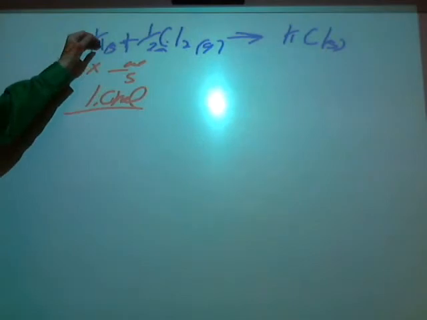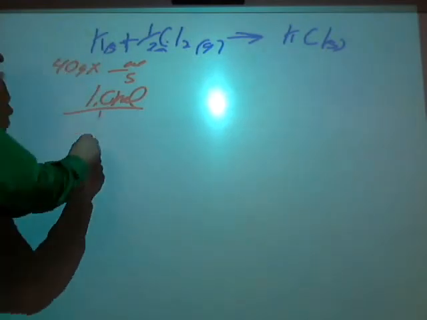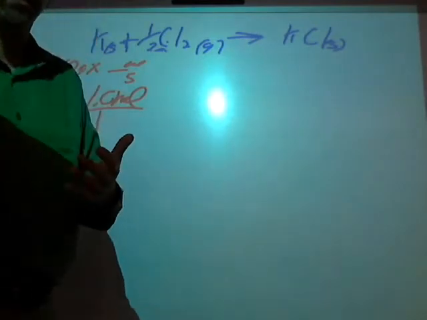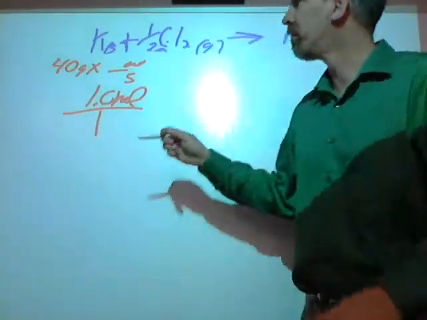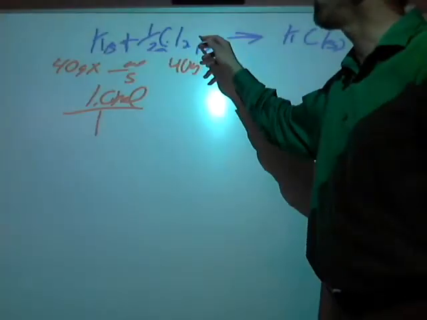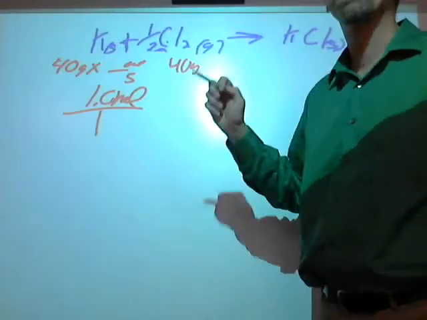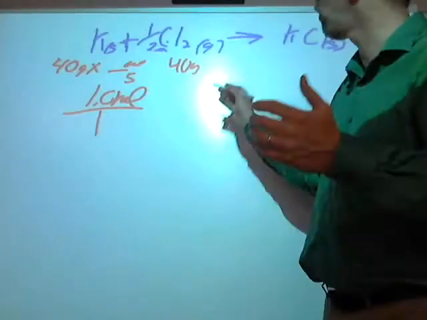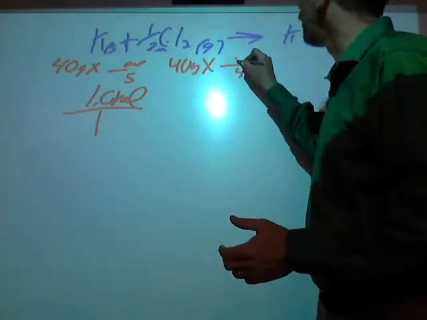Just divide by the coefficient, correct? So 1 divided by 1, that'll be easy. But here's why it gets confusing. If I use 40, I remember it said equal masses. 40 grams of Cl2, it's almost exactly half, isn't it? But not quite. All right, 40 grams at the bottom, moles at the top.